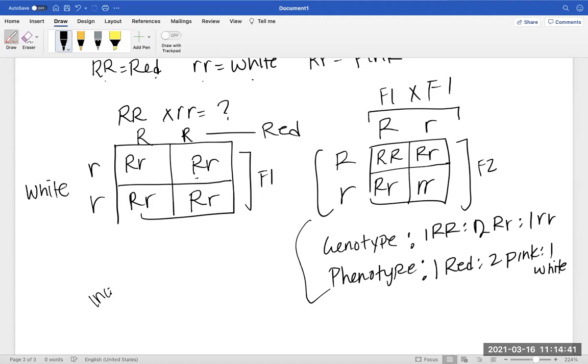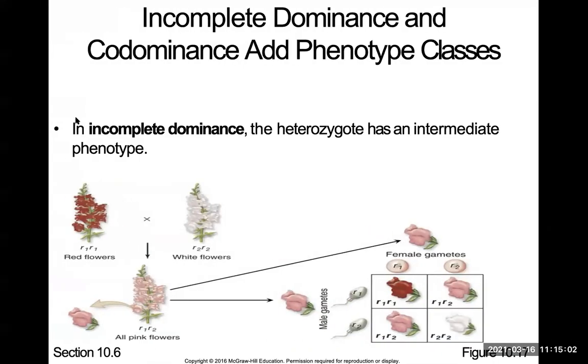And this phenomenon is called incomplete dominance. So this is incomplete dominance, which means none of the genes are taking over. You have a mixture, maybe a little bit of red and a little bit of white. That gives you pink. So no dominance. This is not following Mendelian genetics.